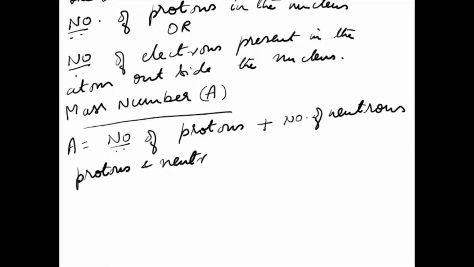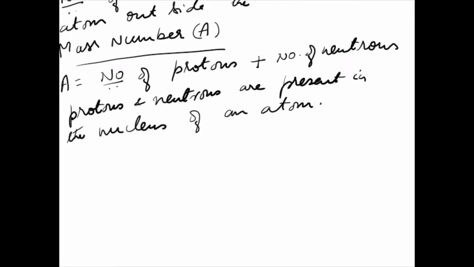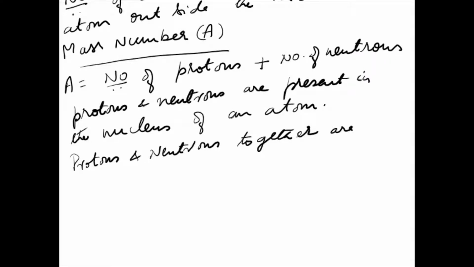So protons and neutrons are present in the nucleus of an atom, and together they are known as nucleons. Okay.